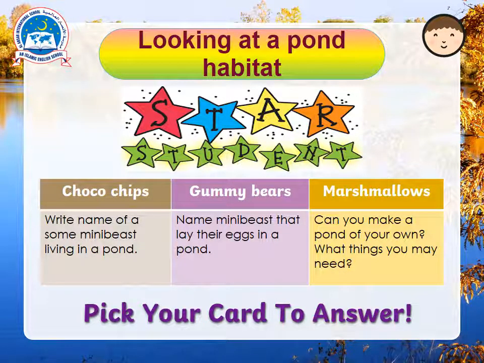Here is a challenge for you. So we have different cards. You may pick your card and answer. The first card is chocolate chips. Write the name of some minibeasts living in a pond. Then we have gummy bears. Name minibeasts that lay their eggs in a pond.